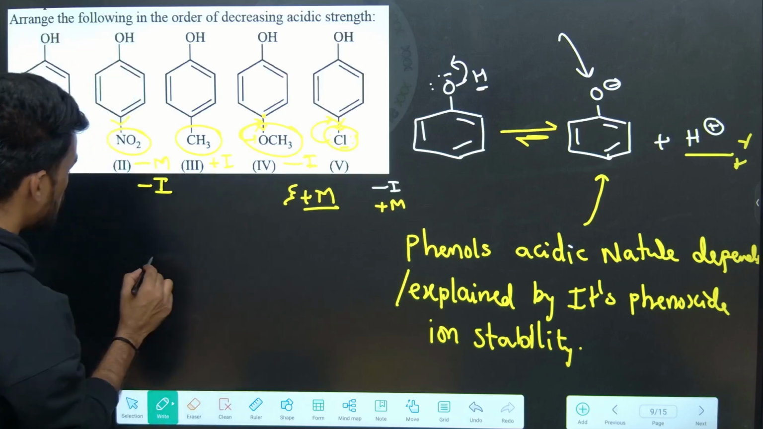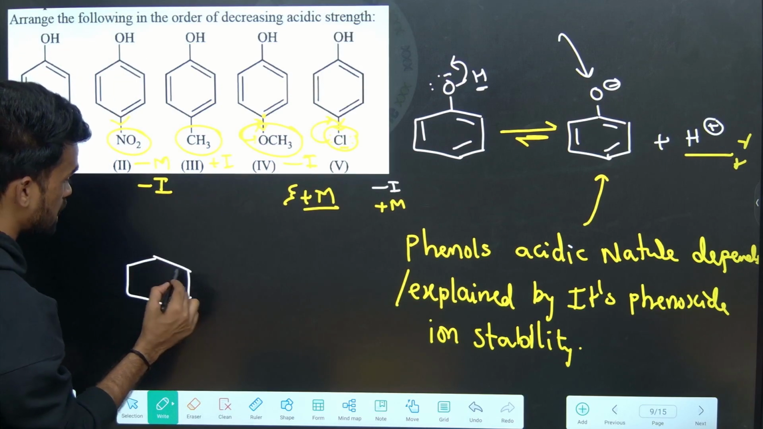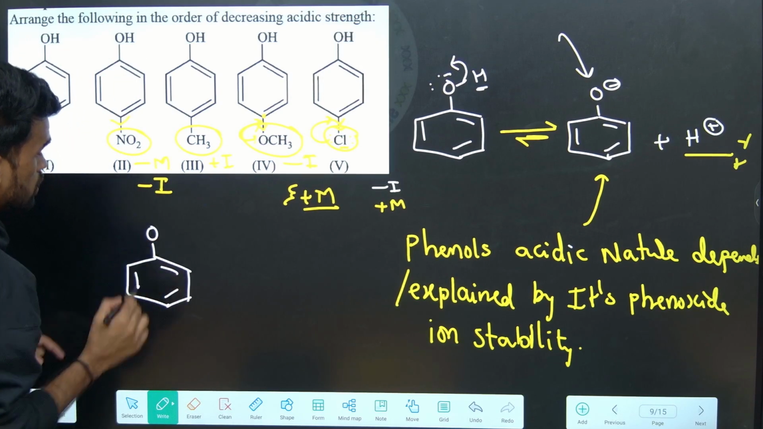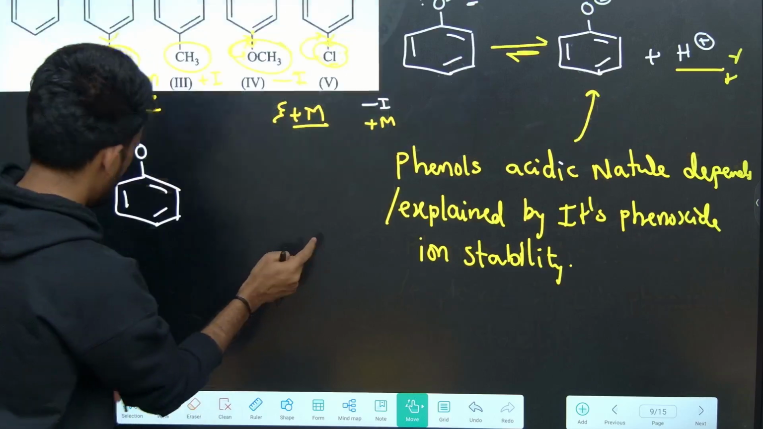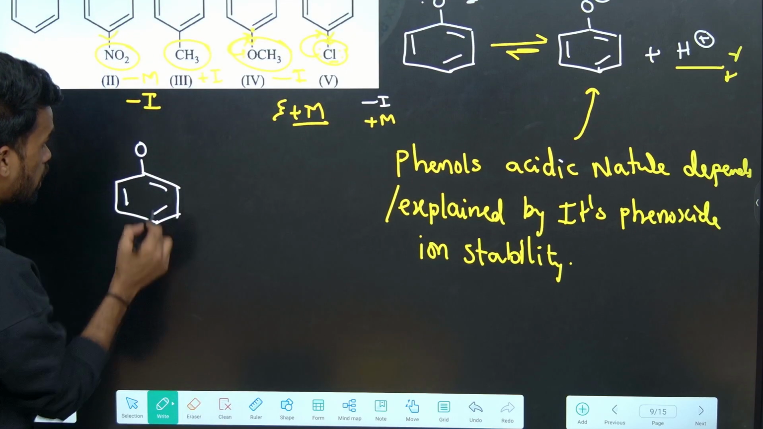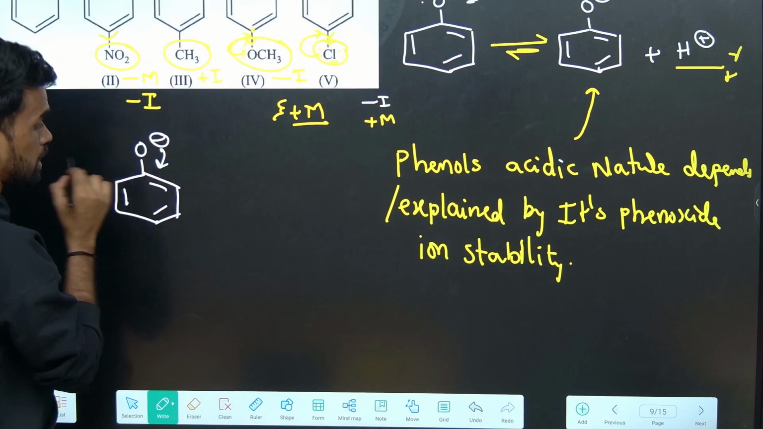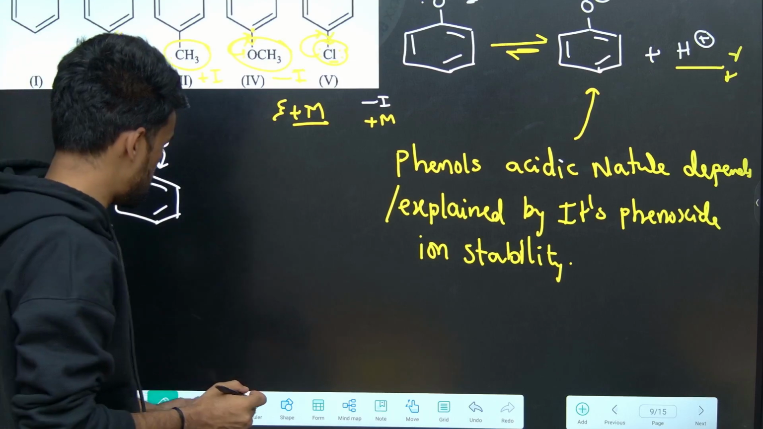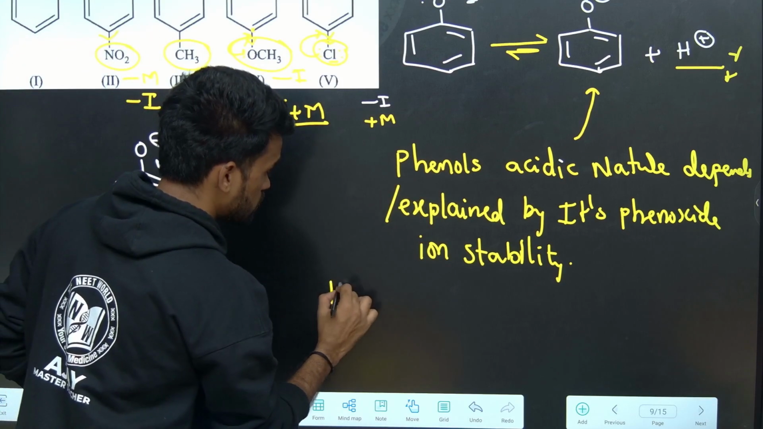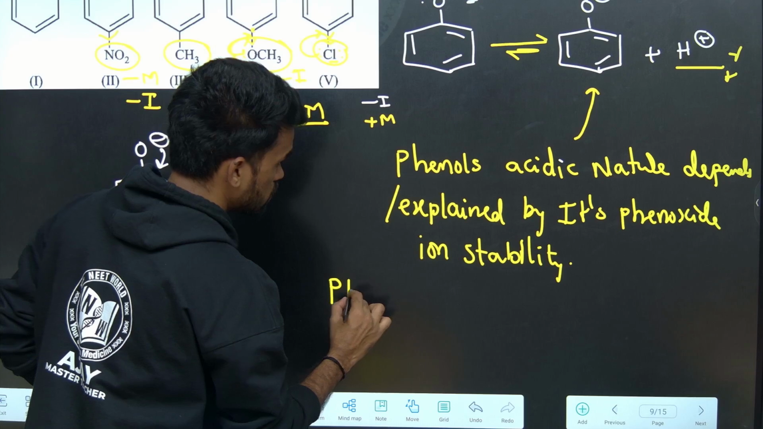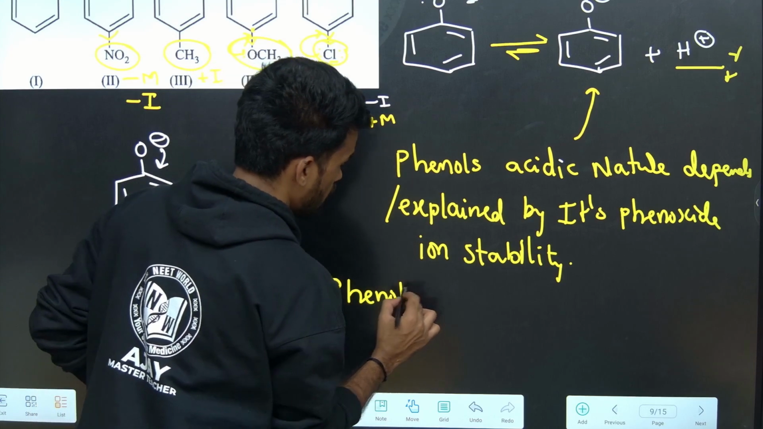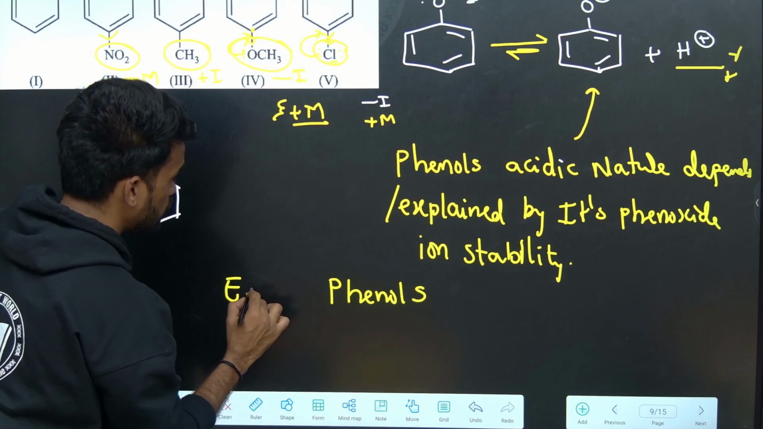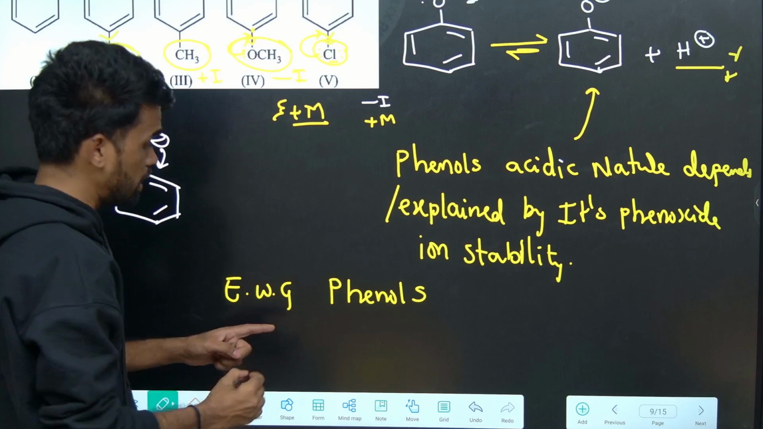Now, in order to check the stability of the phenoxide ion, just write the phenoxide ion here. Some groups should withdraw this negative charge into the ring, therefore the compound will get stabilized. So I can say, phenols containing electron withdrawing groups.